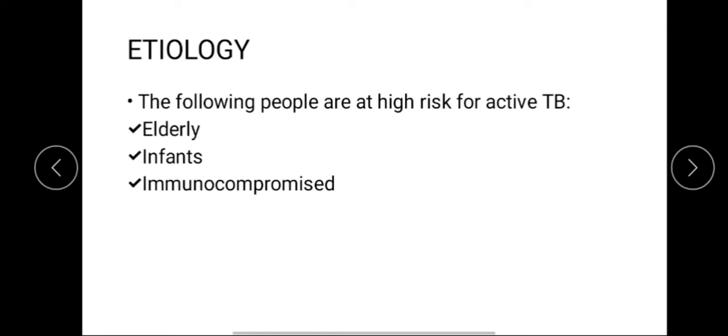Okay, so the following people are at a high risk for active TB. What are the types of people that are more likely to develop this infection? Let's discuss this topic. Basically, tuberculosis can be seen in a person who has less immunity, who is immunocompromised, or is taking drugs that reduce immunity. These people are most likely to develop tuberculosis.